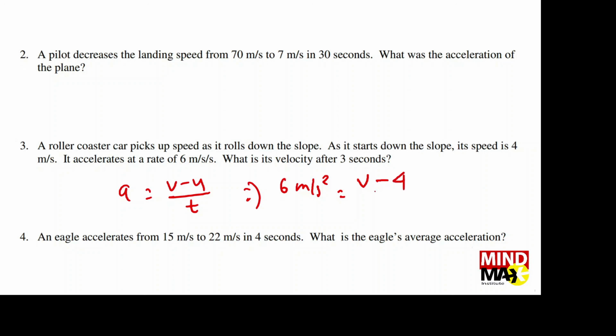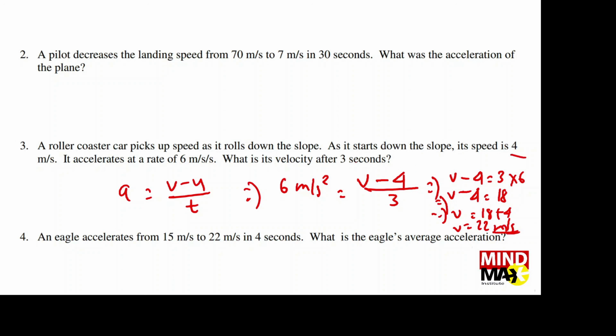So the starting speed was 4 meters per second, and the time is 3. That is the time after which we have to find the final velocity. So v minus 4 over 3 equals 6. Cross multiply 3 and 6: v minus 4 is equal to 3 into 6, 18, and v is equal to 18 plus 4. So v would be equal to 22 meters per second. This object, which was initially at a speed of 4 meters per second, after 3 seconds would become 22 meters per second upon accelerating at 6 meters per second squared. So this is how you find acceleration from these things. That is our lesson for today's class.